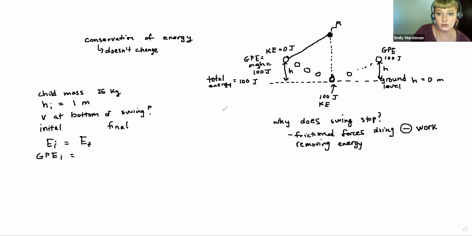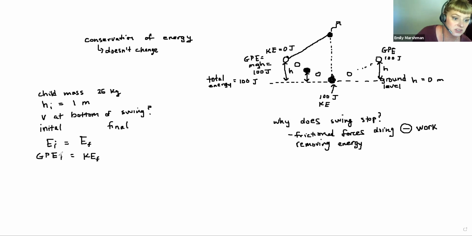The final energy is at the low point. At the low point, now they're moving, so they have kinetic energy. We've called that ground level, so height is equal to 0. That means they have no gravitational potential energy here. If they were still a height above the ground, like maybe this position, they'd have both gravitational potential energy and kinetic energy, so you'd have two terms here. But if I just want to know their speed at the low point, all I have is kinetic energy.